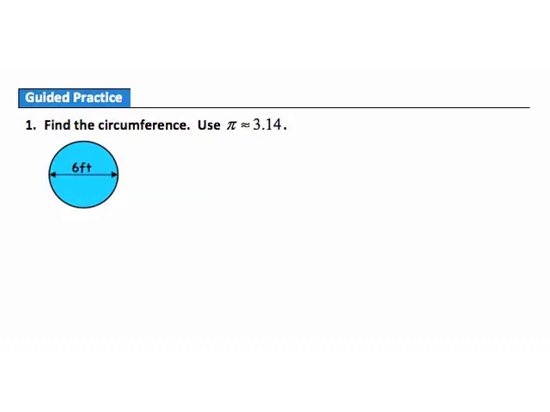Question 1. Find the circumference of the circle and use pi is approximately equal to 3.14. Well, let's take a look. Here in our picture, we're given now the diameter of the circle. And since we're given the diameter, we want to use the circumference formula that involves diameter. And that is just this. Circumference equals pi times the diameter.